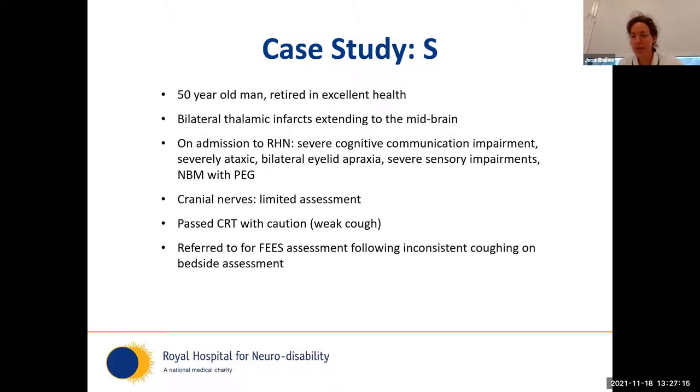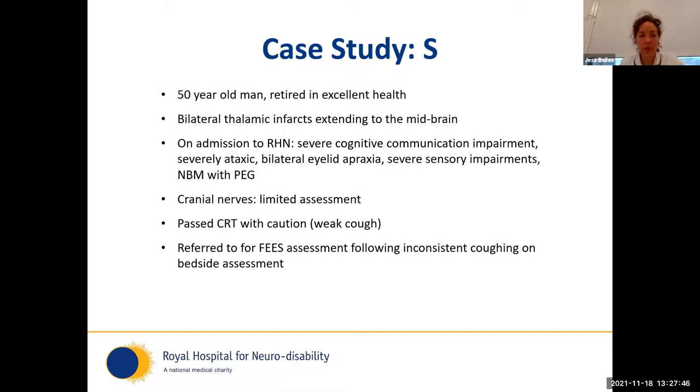So this was a 50-year-old man who was admitted to us after a bilateral thalamic infarct extended to the midbrain. When he came to us, he had really severe cognitive communication impairment. He was severely ataxic, had bilateral eyelid apraxia, so he could see but couldn't open his eyelids, and severe sensory impairments, particularly impaired proprioception and awareness of where he is in space, and he was nil by mouth with a PEG.